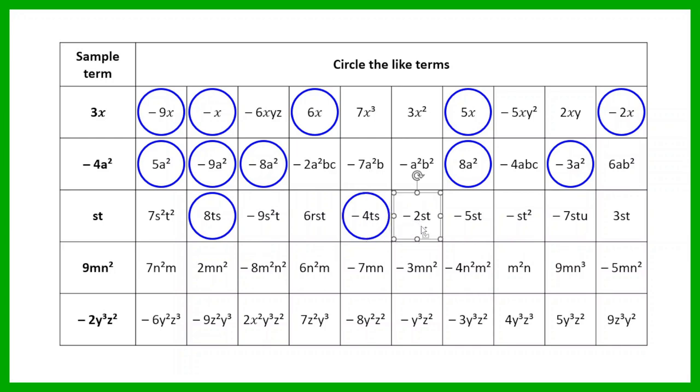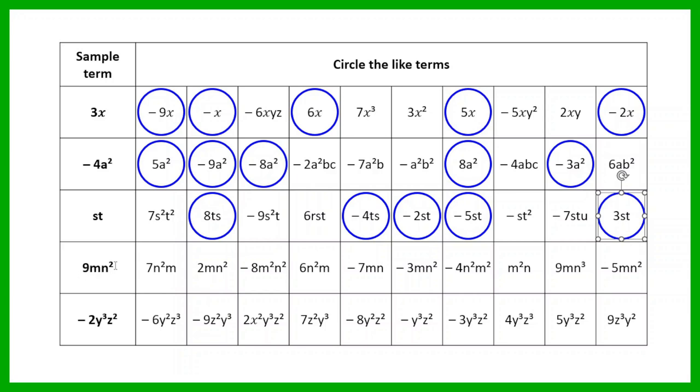Here I've got also s and t. They're in the right order. Here I've got s and t. Then here I've got s and t squared, so it's not the same. Here I've got stu, so I've got the u added, so it's not the same. Then this one I've got st, so that one is a like term.